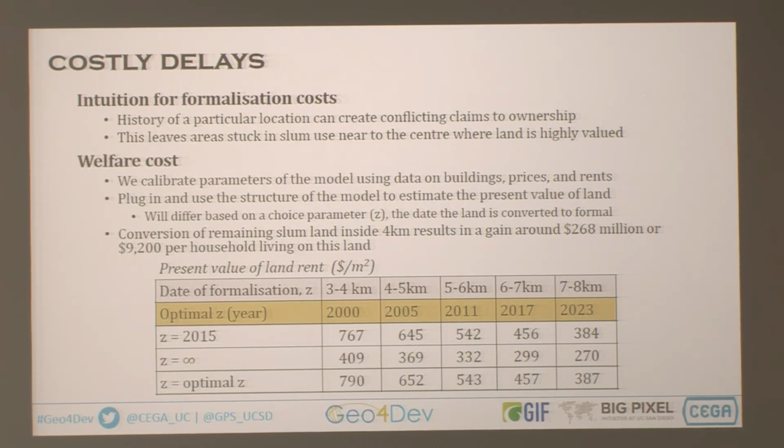So the other exercise we can do is think of, if there were no formalization costs, what would be the optimal date of conversion? And so in this table, in the yellow row here, you can see at different distances from the city center, when would have been the optimal time to develop this land? And so we see inside of 6 kilometers, all of this slum land has already passed its due date.